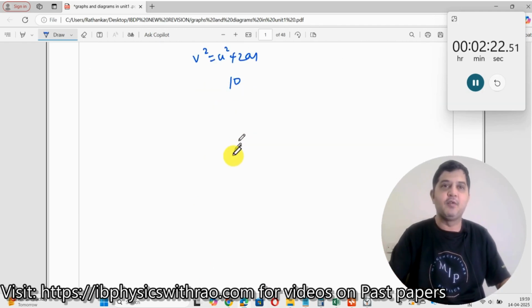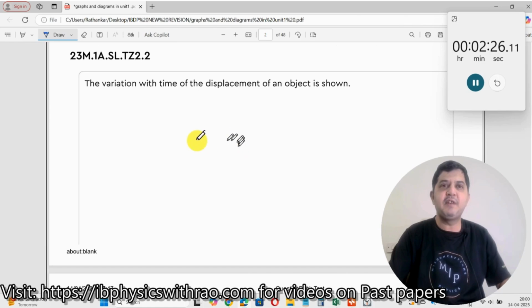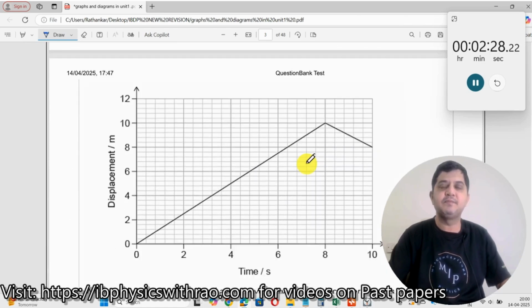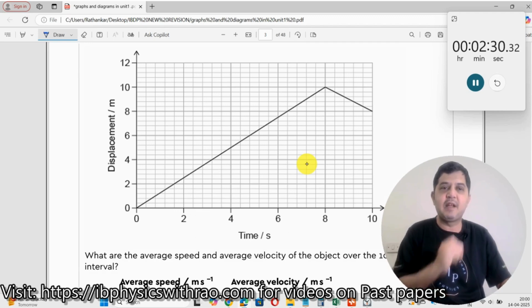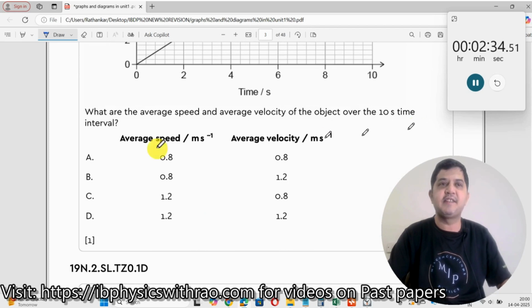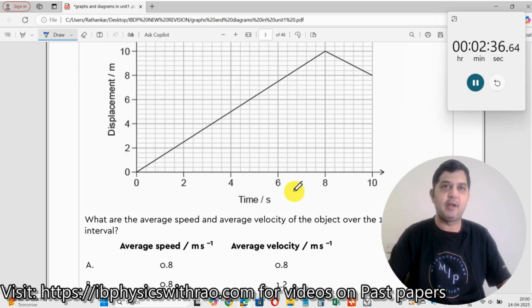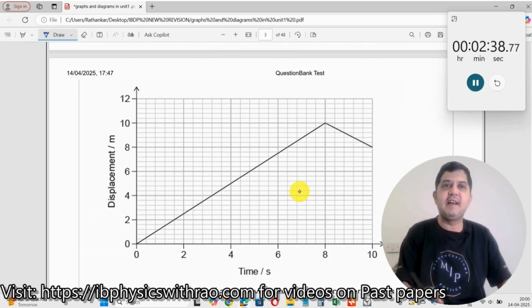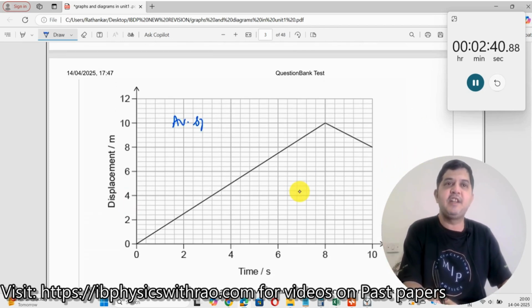Okay. Now next. The variation with time of the displacement of an object is shown. Okay, a displacement versus time graph is shown. What are the average speed and average velocity of the object over the 10-second time interval? Over the 10-second time interval. Okay. So what is he asking? Average speed and average velocity.